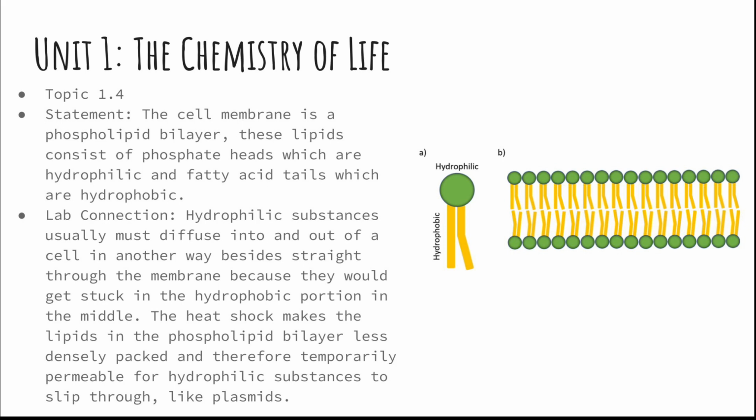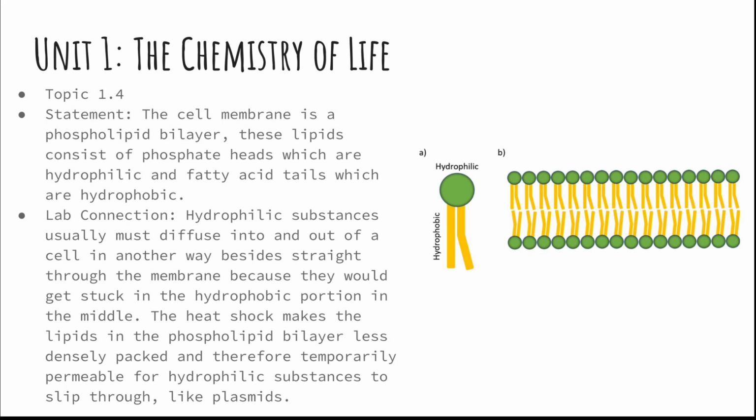I'm going to be talking about how the Let It Glow lab relates to all units in AP Bio, starting with Unit 1. This lab relates to topic 1.4, in which we learn that the cell membrane is a phospholipid bilayer. The phosphate heads are hydrophilic and the fatty acid tails are hydrophobic. Hydrophilic substances that diffuse in and out of the cell usually use facilitated diffusion or a different type of diffusion besides straight through the membrane, because they can't, due to the fact that they're hydrophilic and they would get stuck in the hydrophobic portion in the middle.